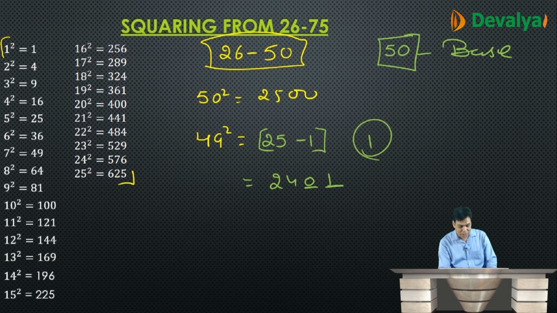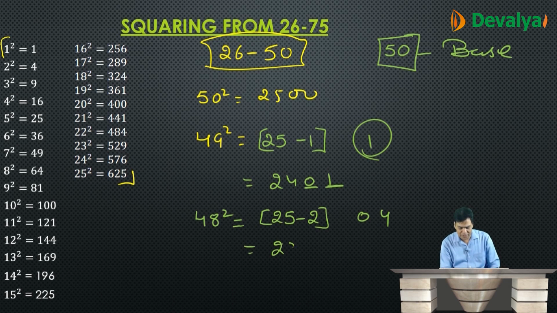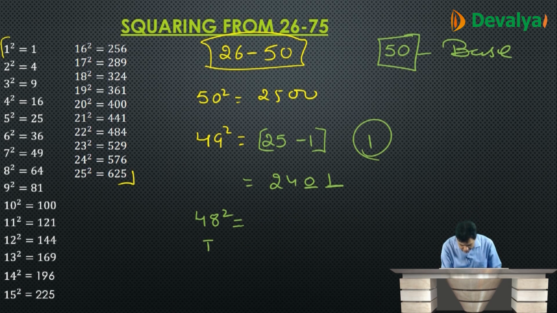I am going to give you another example, 48 squared. So what did I do? 25 minus 2, and 04. The answer would be 2304. How did I do it? Listen, it's very simple. I am going to write the very first step for you.